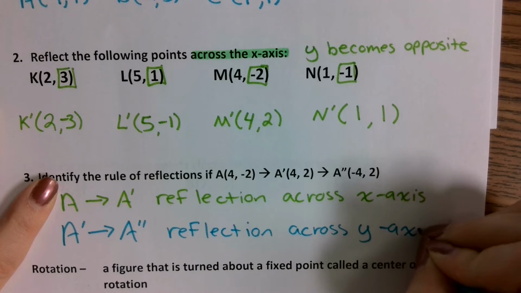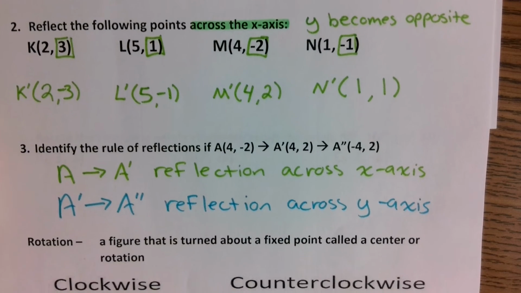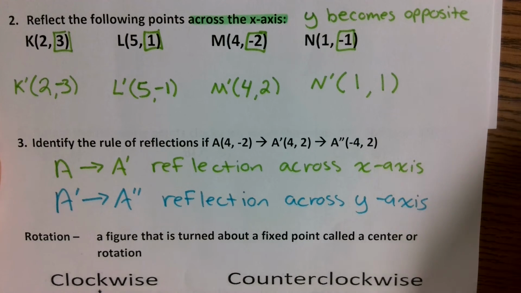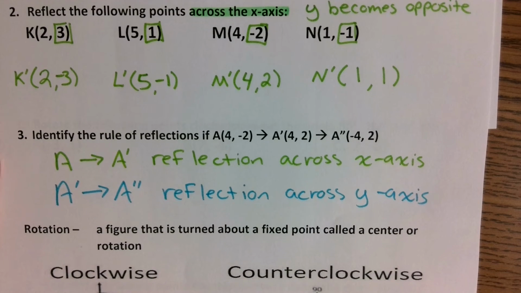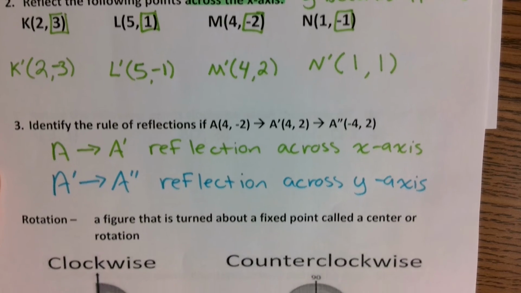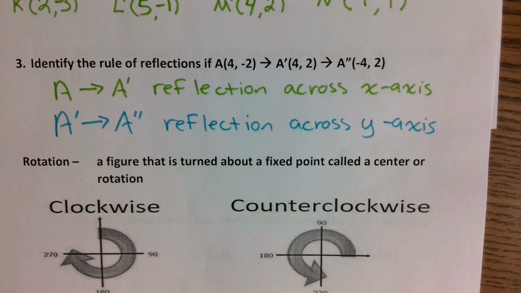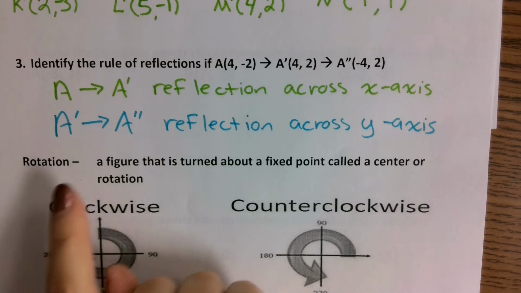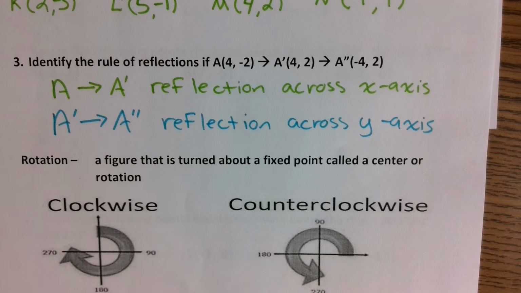Okay, very simple stuff. Reflections, not so bad, but again, once you have all the rules together, it can get confusing, so you want to make sure you remember those rules. The rotation, that's the one that seems to hit people the hardest. So a rotation is just turning a figure. It's when you turn it about a fixed point called your center of rotation.